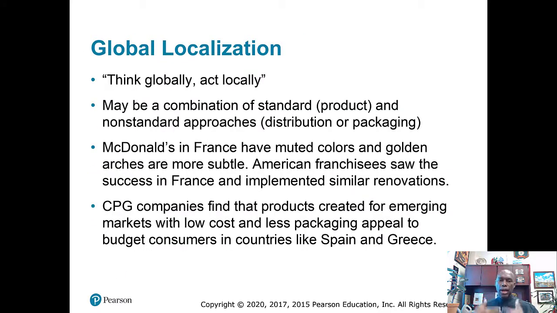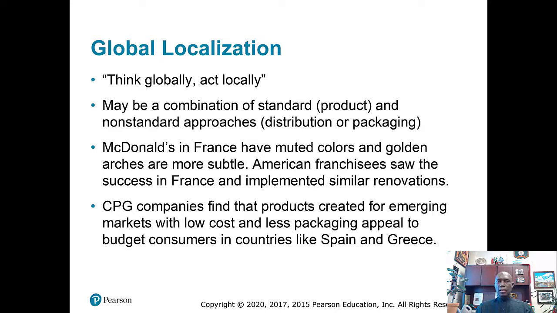The idea of localizing your markets. There are many different examples. We saw the Taco Bell example is one. There are many others. McDonald's is actually in the forefront of a lot of these strategies. Here they have McDonald's in France with muted colors, golden arches are more subtle. American franchisees saw success in France and implemented similar renovations.